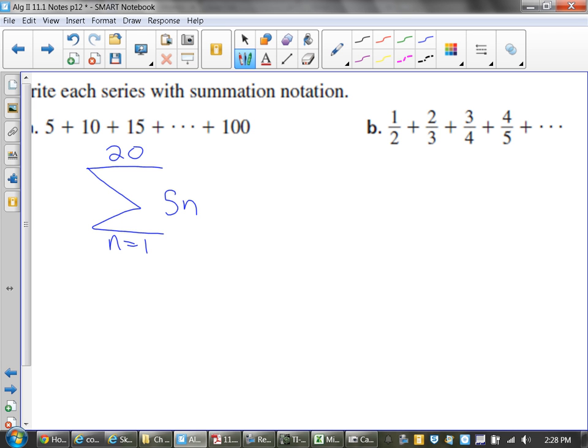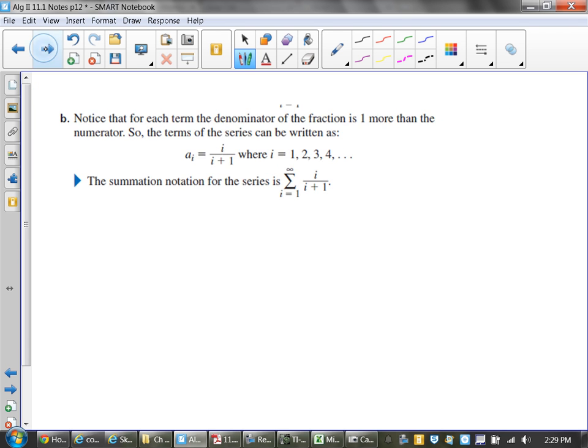Over here, what did you get on B? What was your rule? n plus 1. Perfect. So your rule was n over n plus 1. And what do you go through on that one? Infinity. Good. Did everybody get n over n plus 1? Yeah. Good. Now the fun stuff.